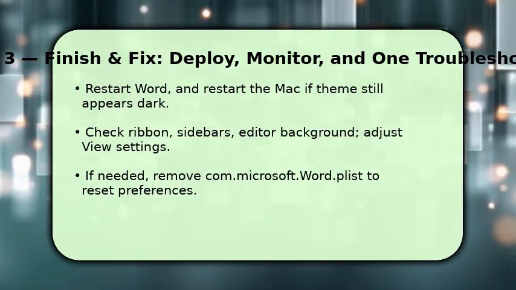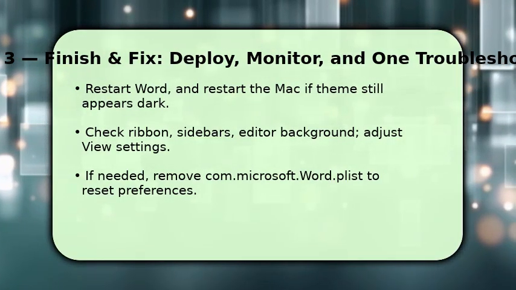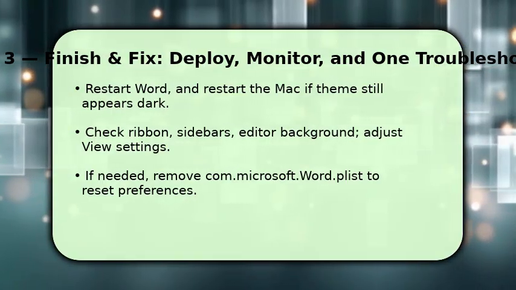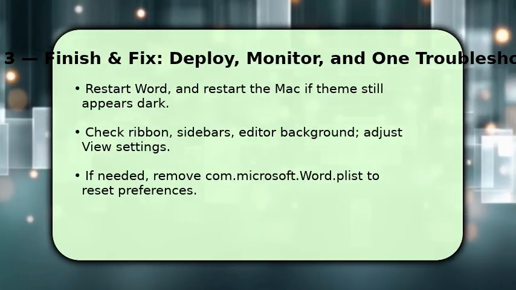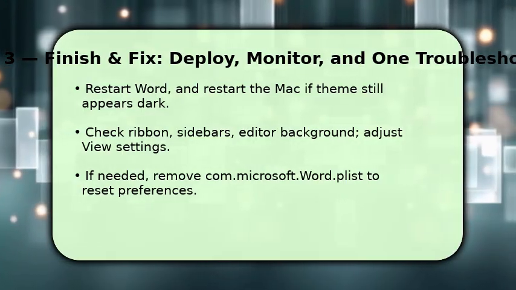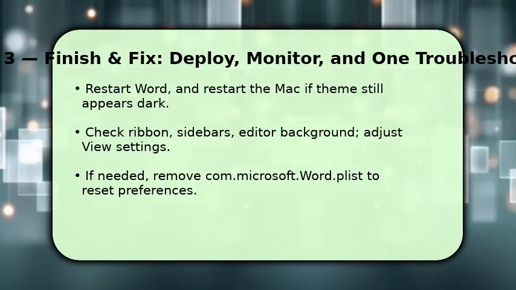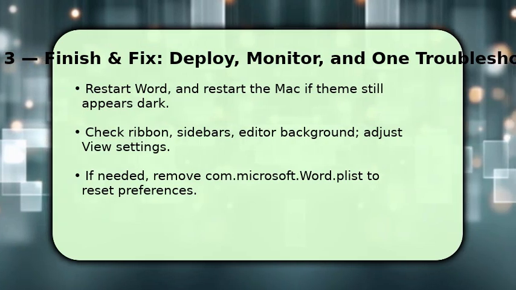Troubleshooting tip: if dark mode persists, remove Word Preferences /library/preferences/com.Microsoft Word /list, then reopen Word. Only do this if you can reconfigure settings quickly. Contact Microsoft support only after these steps fail.